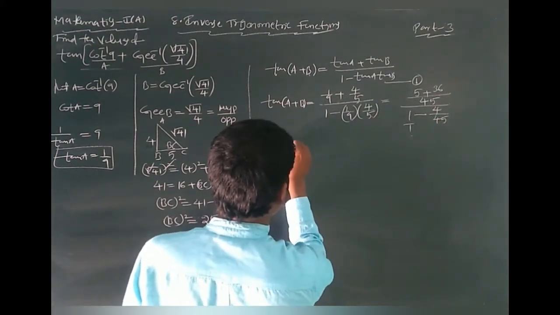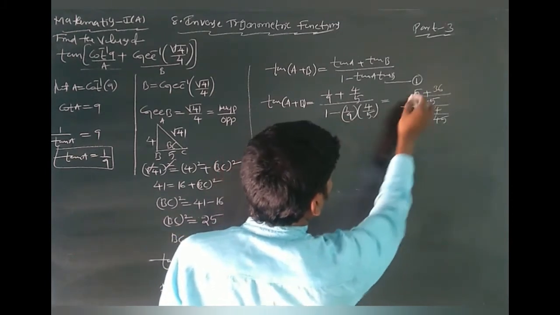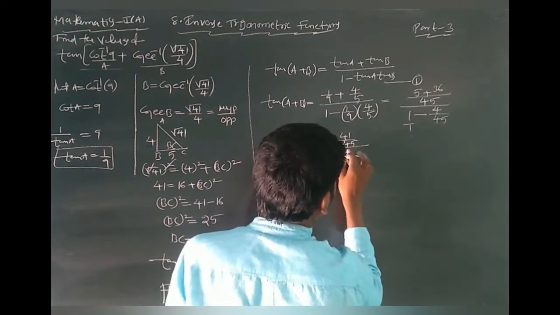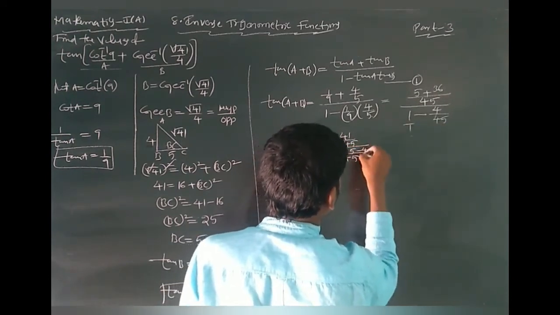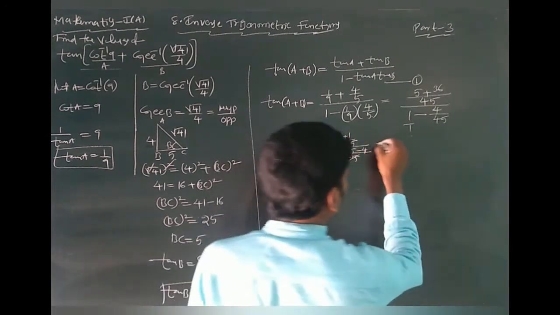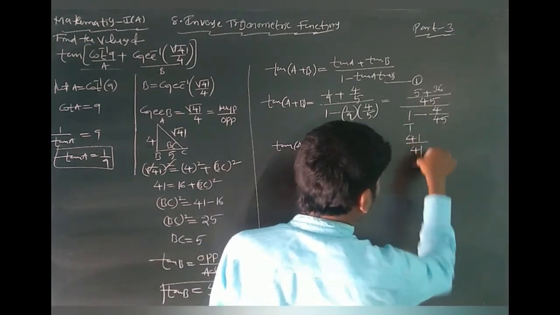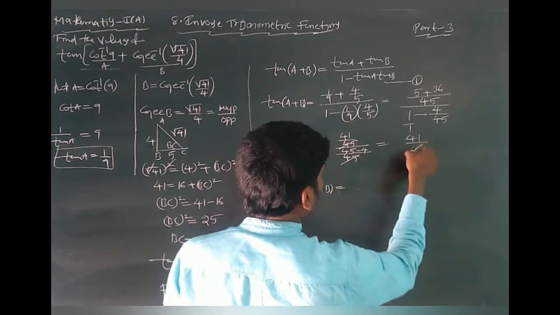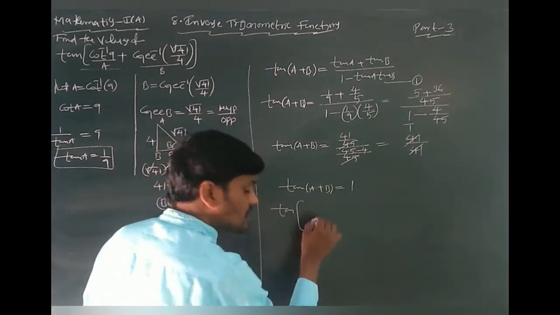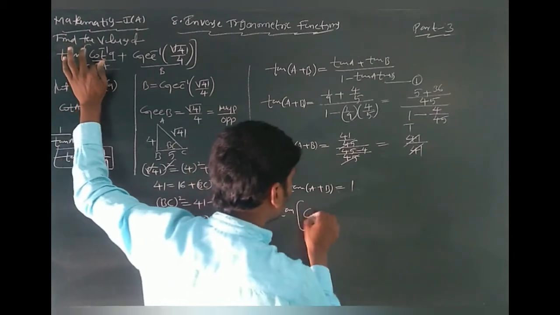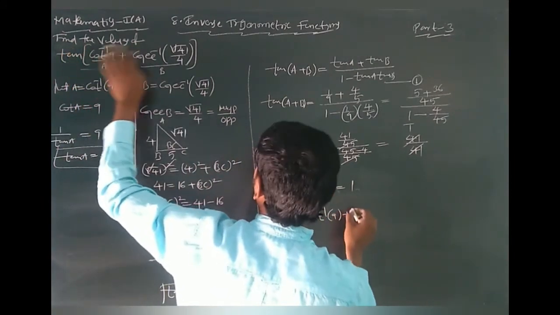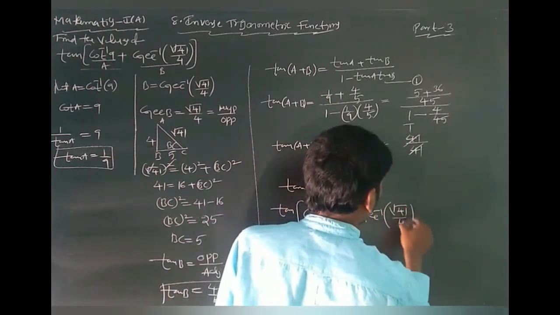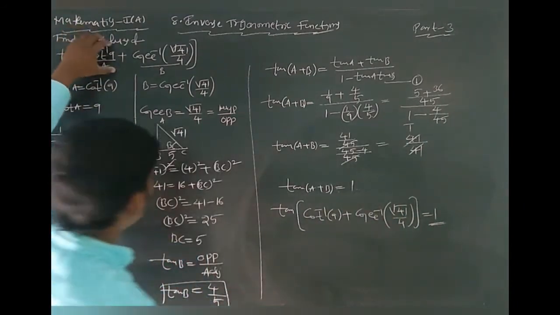So we can write tan of A plus B equal to 36 plus 5, 41 by 45. Take LCM. 45 is the LCM. 45 minus 4, the 45 gets cancelled. Remaining 41 by 45 minus 4, you get 41. Tan of A plus B value is 1. What is the value of A? A value is cot inverse of 9 plus B value is cosecant inverse of square root of 41 by 4. This value is equal to 1.